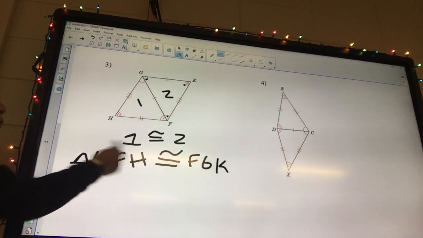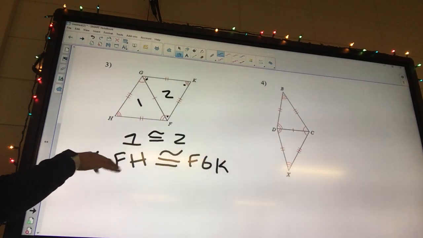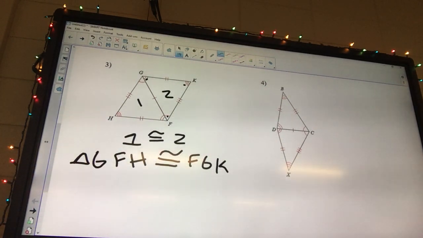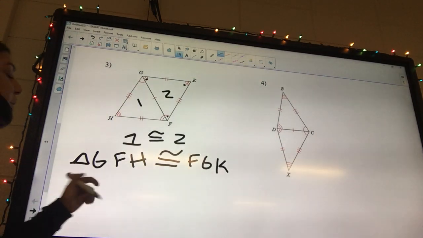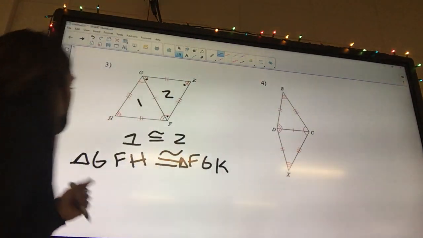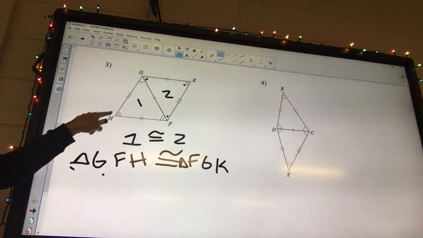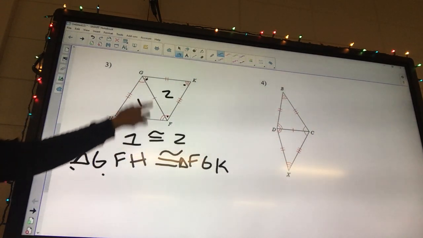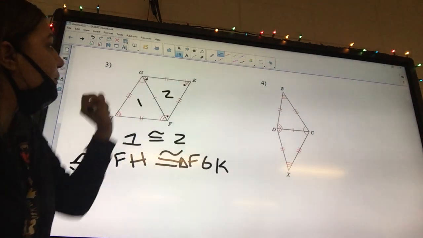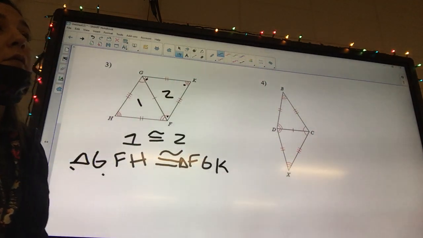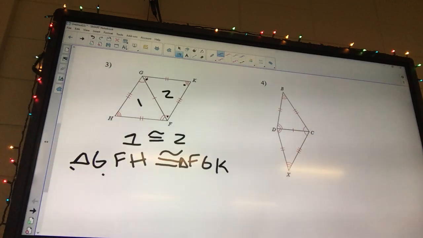So if you accidentally put a K over here and an H over here, and they're not in the right order, that's why I say label your triangles, because you need to have them in the correct spots for them to work. So our statement, and this should be a triangle right here, would be triangle GFH, which is triangle 1, is congruent to FGK.